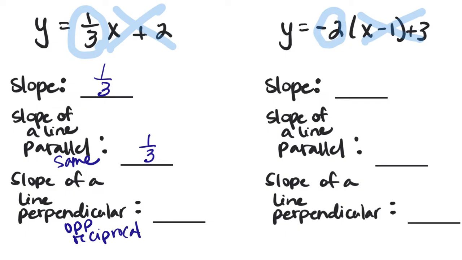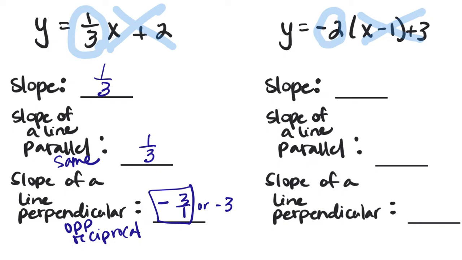And remember that opposite means you flip the sign, so this was a positive slope, so our new slope is going to be negative, and reciprocal means flip the fraction, so it's going to be 3 over 1, or you can write that just as negative 3. I think it's fine to leave it like that.